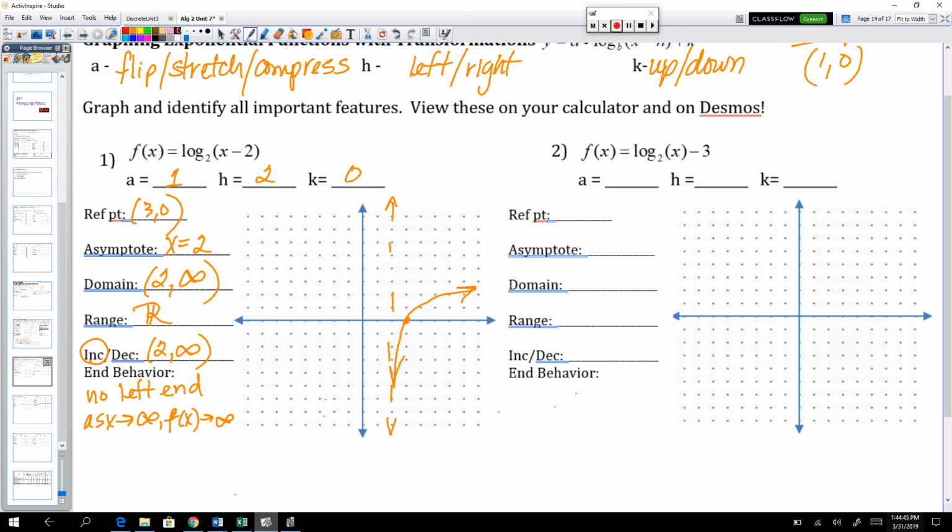Let's take a look at number 2. This one, once again, we don't have any shift of the A. H, there's no left-right. K, there is a down 3. So the original starting point of 1, 0 will not be stretched or compressed. It will not move left or right. It will move down 3. 1, 2, 3. So our new value is 1, negative 3. So that's our starting point. Our original asymptote was x equals 0.